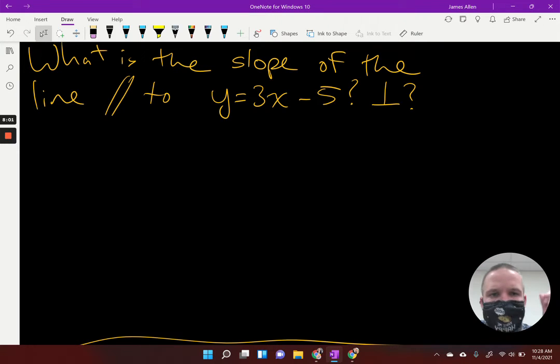All right. What is the slope of the line parallel to y = 3x - 5? Also, what is the perpendicular? Oh boy, what is this?